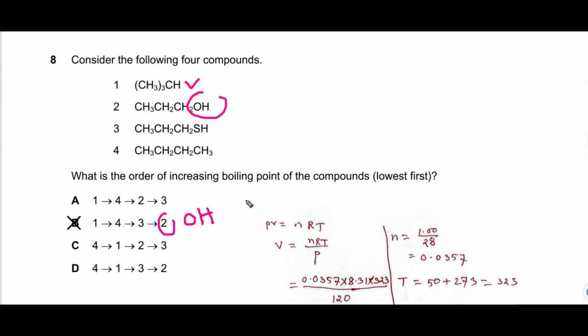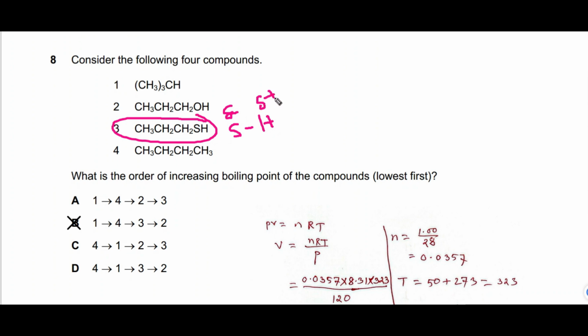Hydrogen bond containing compounds have the highest boiling point. Then number 3, this is the thiol. This is a polar molecule. Sulfur is more electronegative than hydrogen. So sulfur becomes partially negative, hydrogen becomes partially positive. This is dipole force. So 3. Then 4 is a straight molecule.